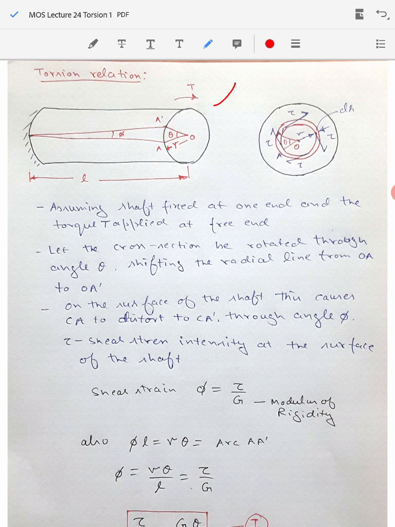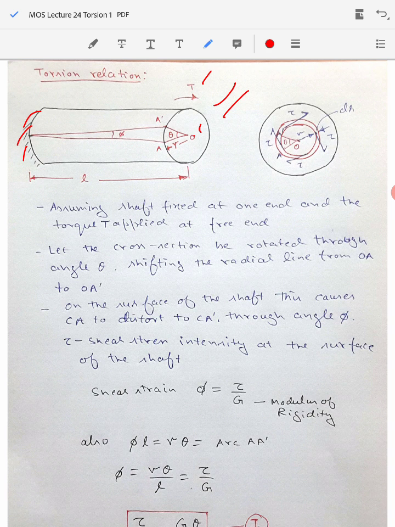For the moment, please focus on this figure. We are applying torsion torque T here. This center of the shaft is O. A radius is shown here by OA, and because of the application of torque, the OA shifts to OA dash. That means it takes angular deformation theta here. So as we have assumed that the shaft is fixed at this end and it is free at the other end, and at the free end we are applying the torque T. So the cross section is rotated through angle theta, shifting the radial line OA to OA dash.